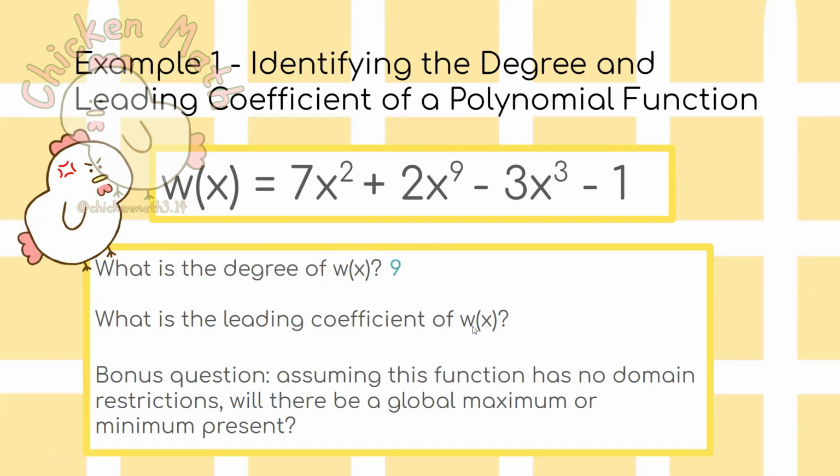Now, what is the leading coefficient of w of x? So again, that's the coefficient that goes with our variable with the degree. So in this case, it would be 2.